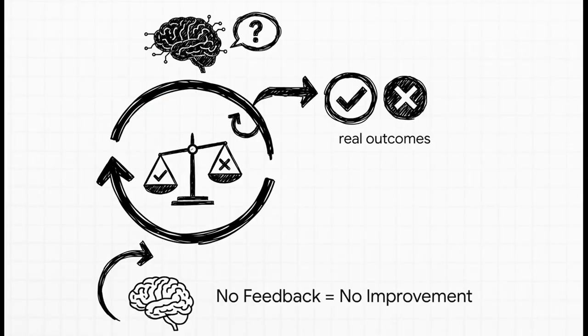Now, this might be the single most important concept in this whole explainer. For a system to actually learn, it needs feedback. You have to collect the real outcomes, the ground truth, and compare them to what your model predicted. That feedback is the fuel for the next round of improvements. It's just like the slide says, no feedback means no improvement, period.